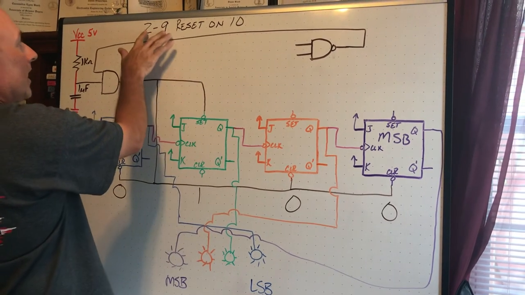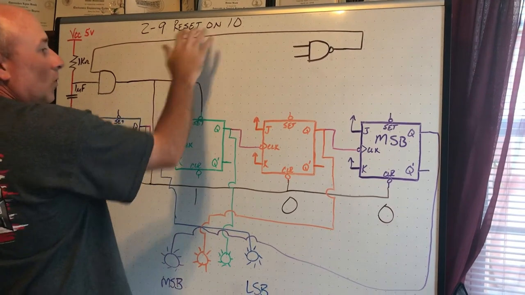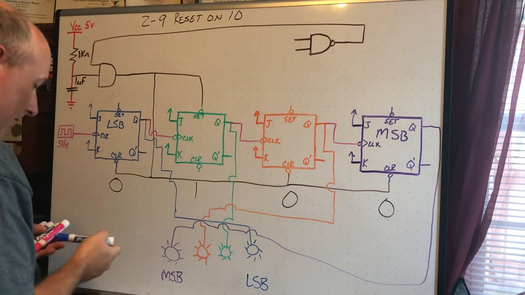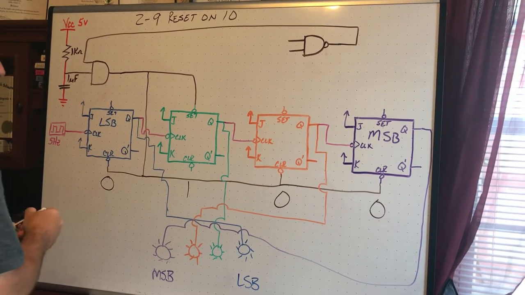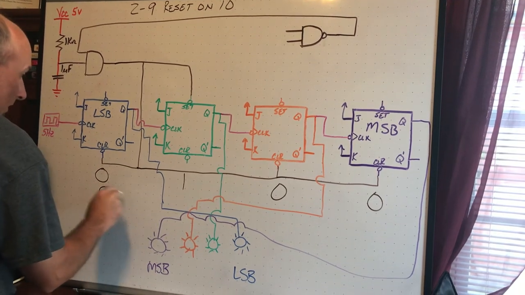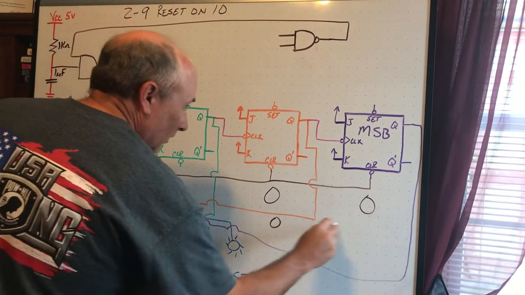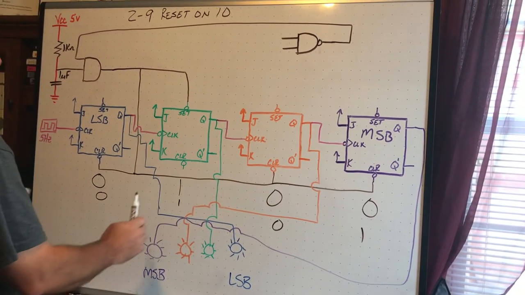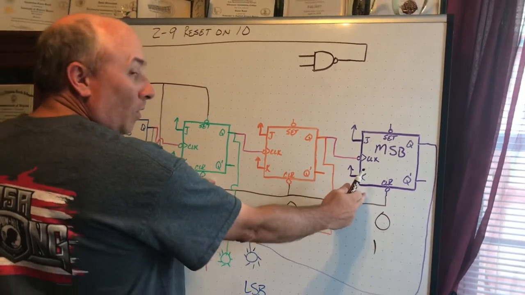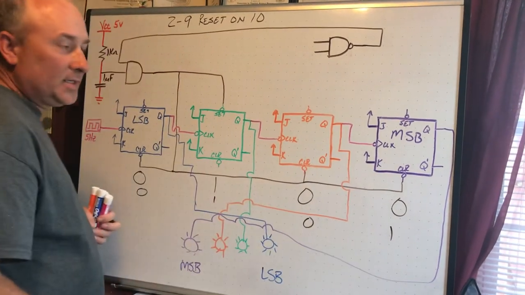Well, I only want it to count 2 to 9. I don't want it to count 10. So how do I put 10 in binary? Well, 10 is going to be 1, 0, 1, 0, because this is my most significant bit. So when these two are 1, I want it to reset.